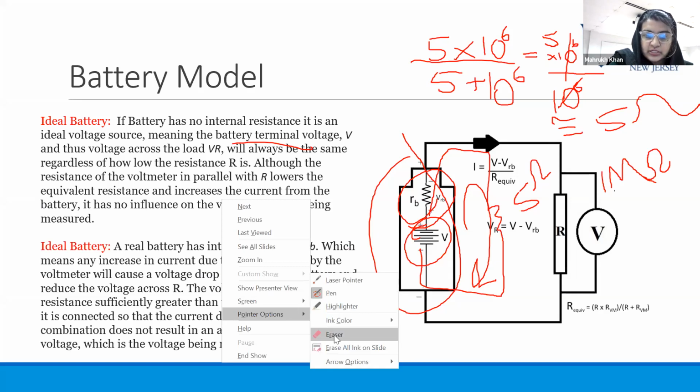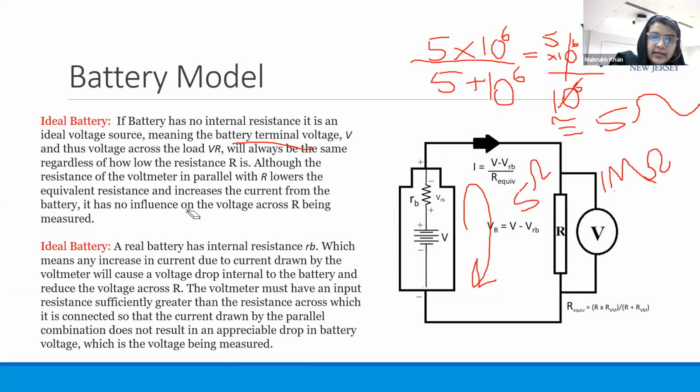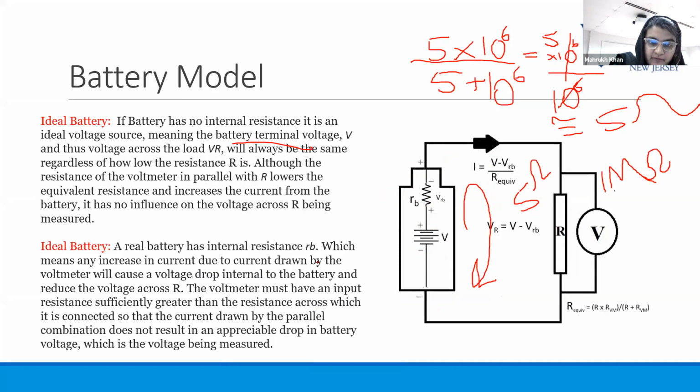I think we talked about that in class today: if a real battery has internal resistance RB, then any increase in current, due to current drawn by the voltmeter, will cause a voltage drop. Okay, so this thing we need to understand.